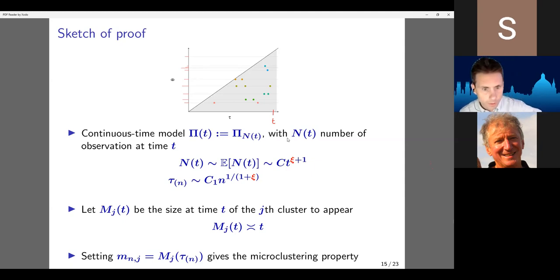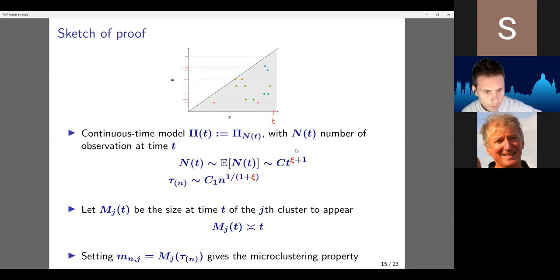You can show that n_t is a non-homogeneous Poisson process whose rate is completely defined by the base measure alpha. And as such, you can show that n of t is equivalent to its expectation, and as t goes to infinity, n of t goes as t to the power c plus 1. Using this, you can invert this expression, and if we recall that tau n is the time where you see the nth observation, then inverting this, you obtain that tau n is asymptotically n to the power 1 over 1 plus xi.